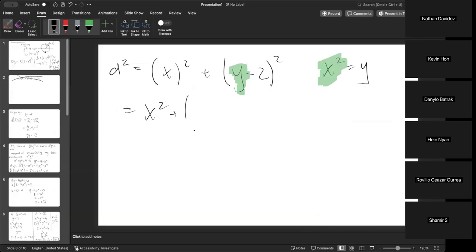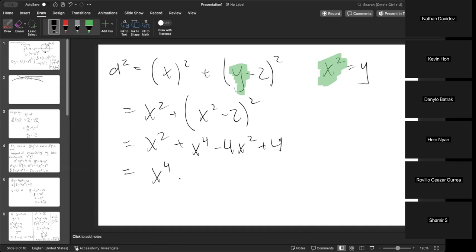So this is x squared plus x squared minus 2 squared. Good. And this is equal to x squared plus x to the fourth minus 4x squared plus 4. So this is x to the fourth minus 3x squared plus 4. Now we're going to take the derivative and set it equal to 0.